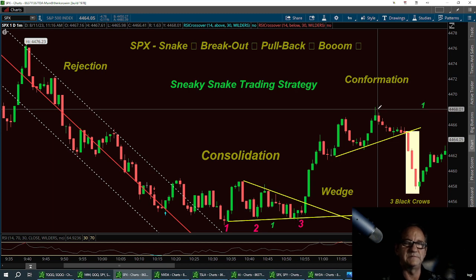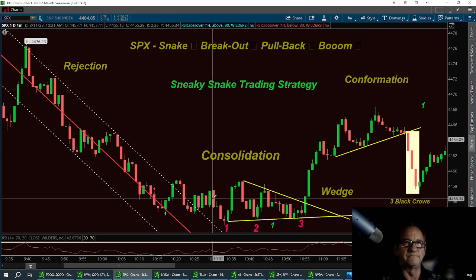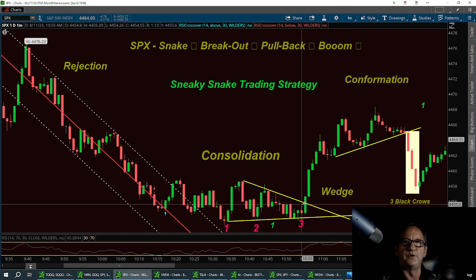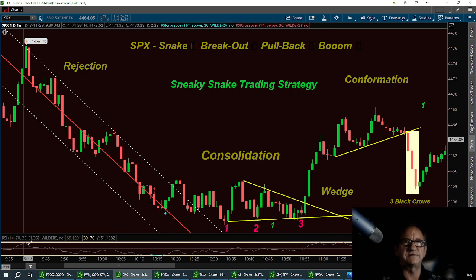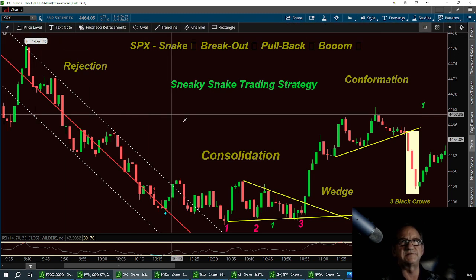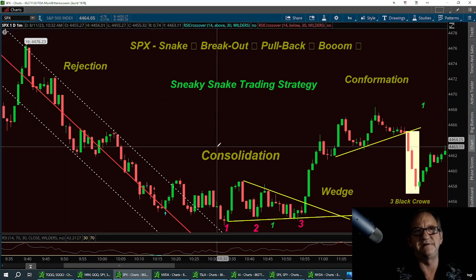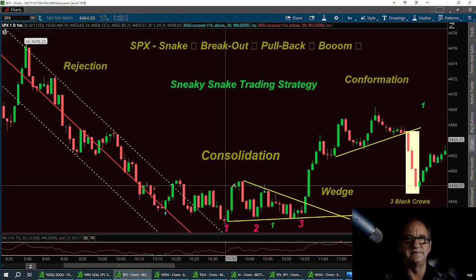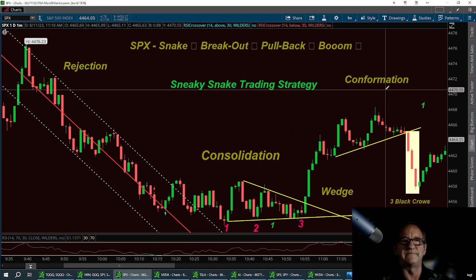So we got the snake breakout, pullback, boom. And that's the way it works. This is on the SPX. It's a sneaky snake trading strategy where we talk about rejection, consolidation, and confirmation.